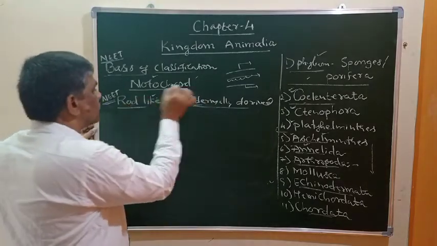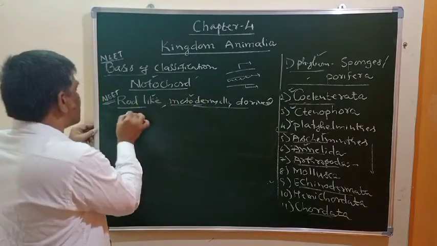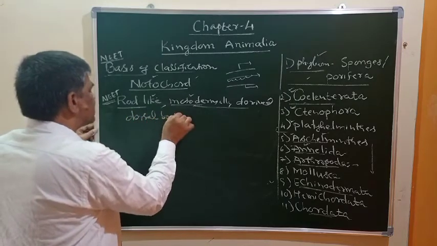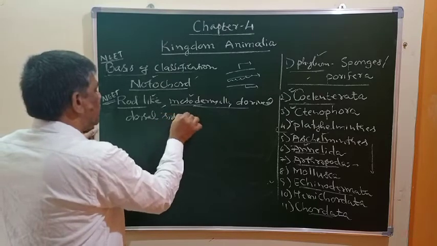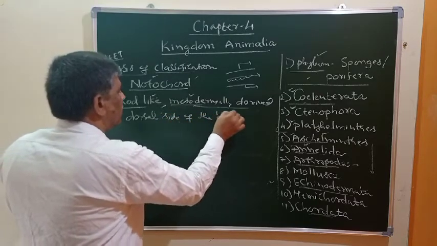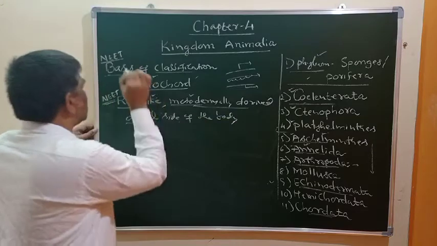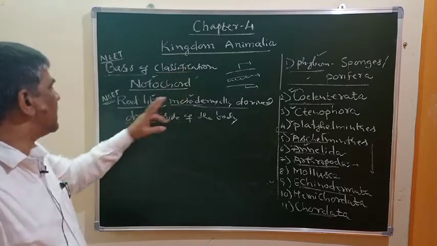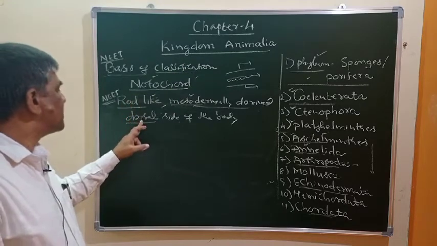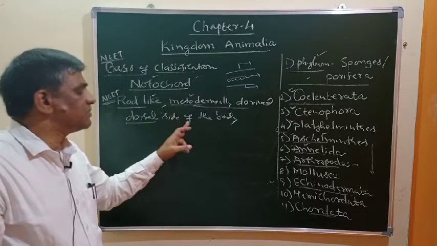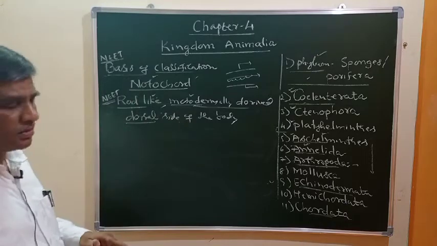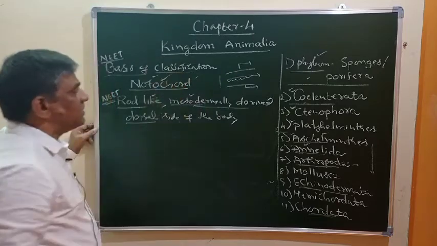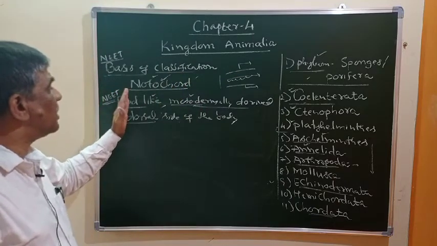A mesodermally derived rod-like structure present on the dorsal side of the body of some animals is called the notochord. So you can understand that this notochord is not present in all animals. Why is it not present in all animals?